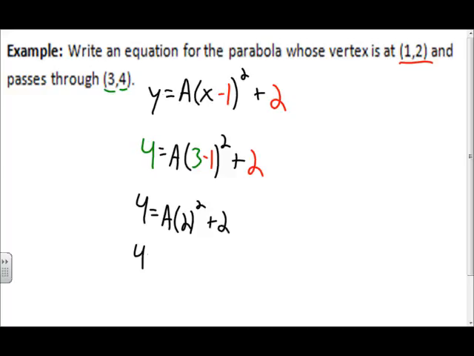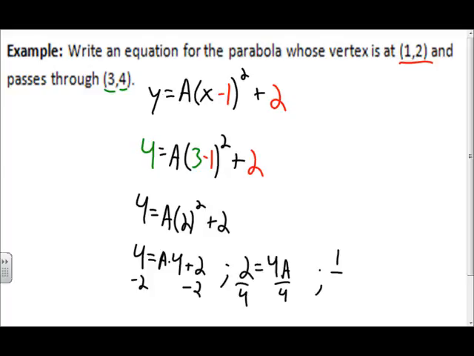From here we carry out some more. We say 4 equals a times the amount 2 squared is 4. So a times 4 plus 2. At this point, we subtract 2 from both sides, which is going to leave us with 2 equals 4a. And then we would divide both sides by 4, which is going to leave us with 1/2 equals a.